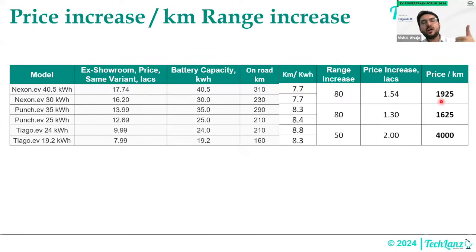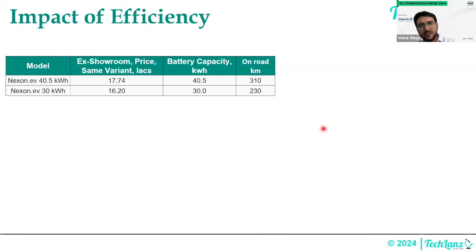This is how you decide when you're at the product planning stage, when you're trying to make a vehicle, at the system and vehicle level thought process. You understand what technology I should use to increase the range and what's my cost per kilometer of range increase. This is that analysis, and this is done for Punch EV, also Tiago, based on the data which is available, right?